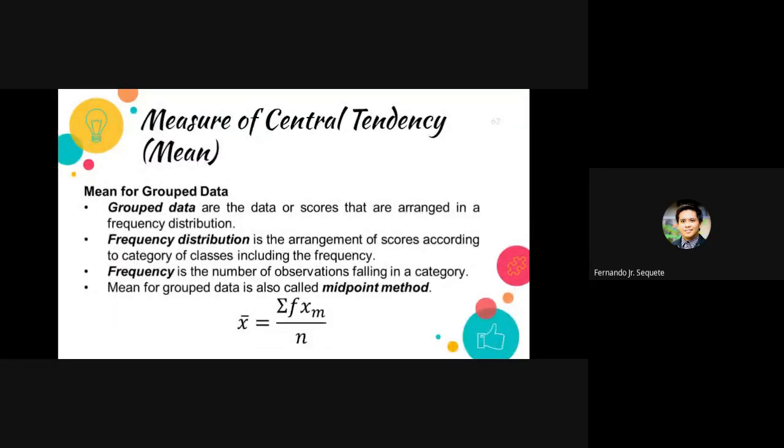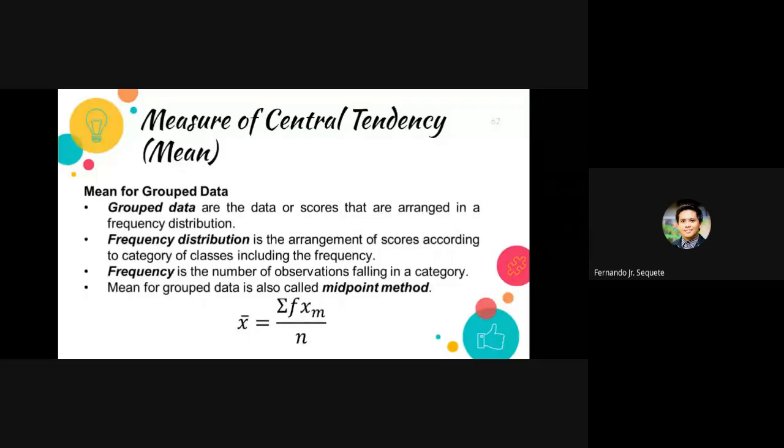So for grouped data, when we say frequency distribution, it is the arrangement of scores according to category of classes, including the frequency. The classes are the ranges, like 1 to 10, 11 to 15, something like that. And when we say frequency, it is the number of observations falling in a category.